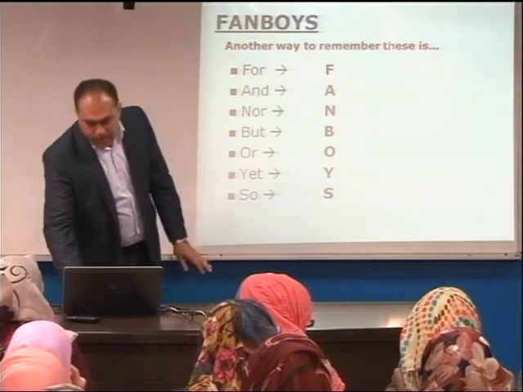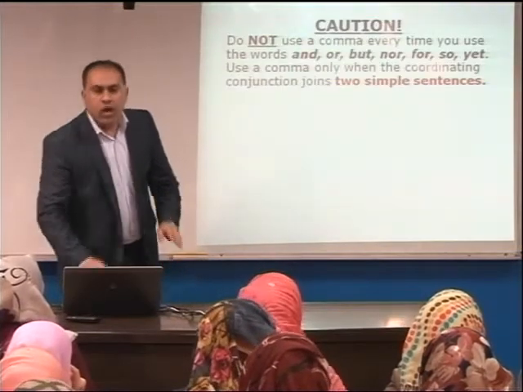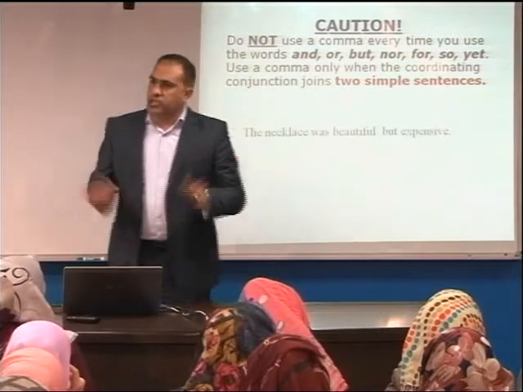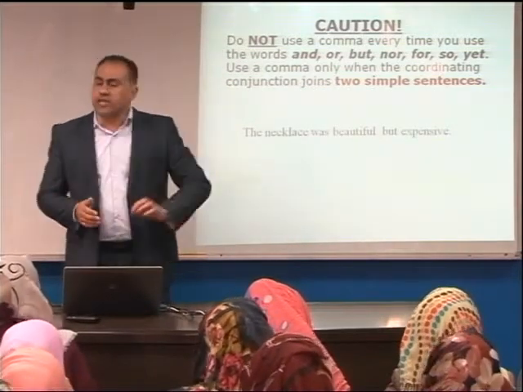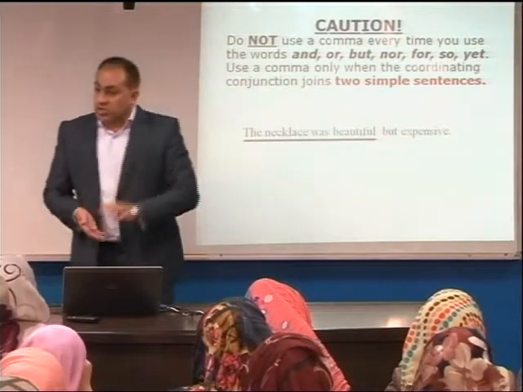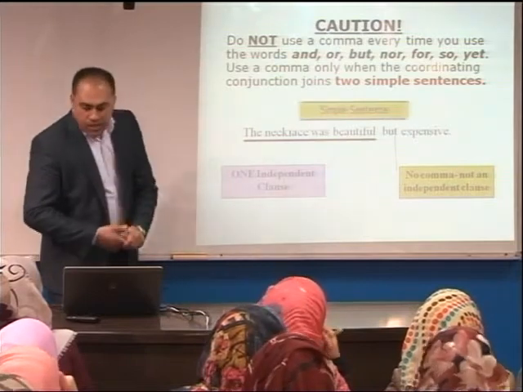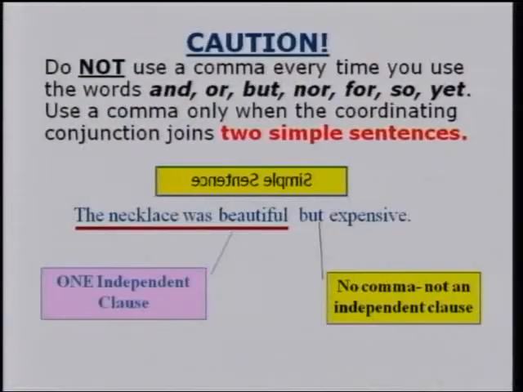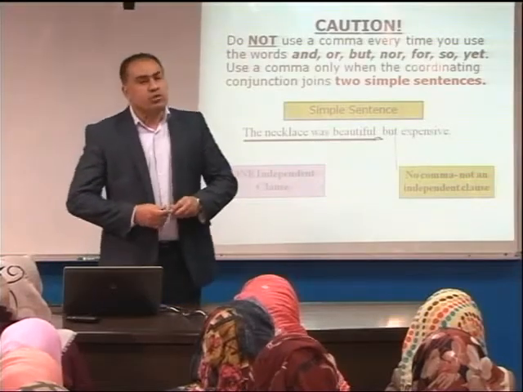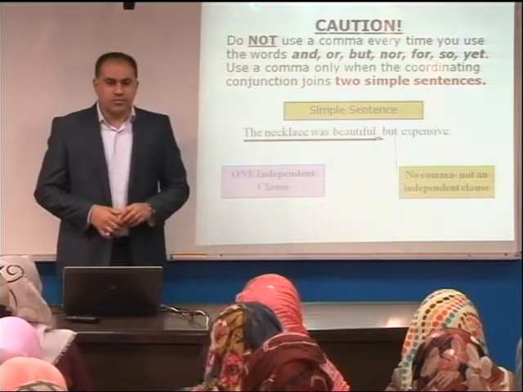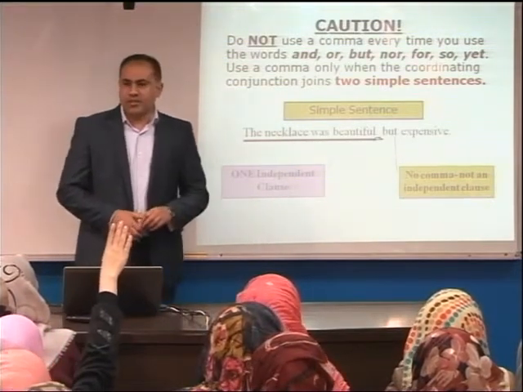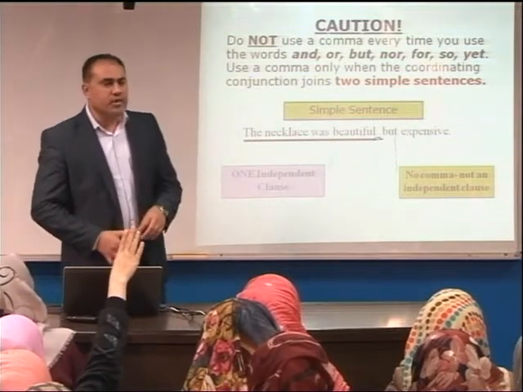Is this clear? So again, the idea is that a compound sentence is basically a combination of two simple sentences joined by one of these seven coordinators, or seven fanboys. Okay? All right. Remember, also the punctuation. Why do we not put the comma here? The necklace was beautiful but expensive. Why did we not put a comma here? Why is there no comma here? The necklace was beautiful but expensive.